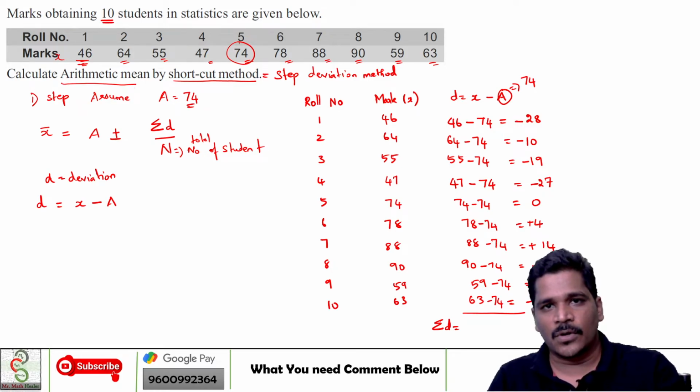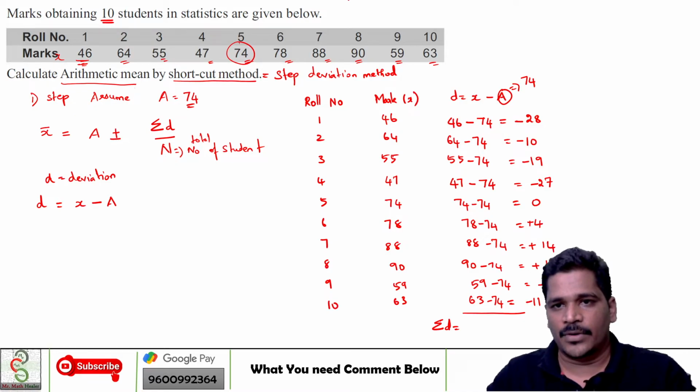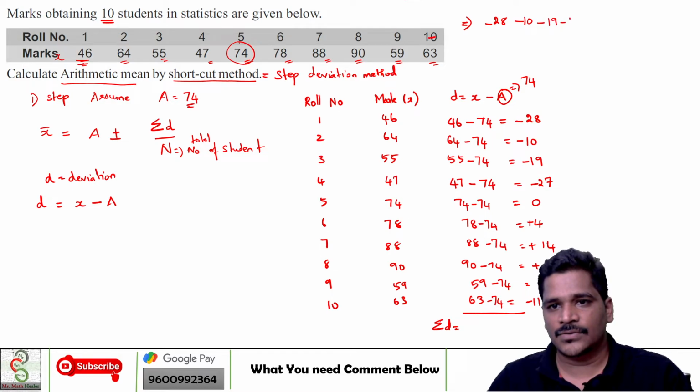But when you are going to solve it in the note without using a calculator, how do you need to proceed? It will be difficult for students at the elementary or school level. So what I'm going to do is just take the negative values first. Minus 28, minus 10, minus 19, minus 27, and after that minus 15 and then minus 11. So what is the value?